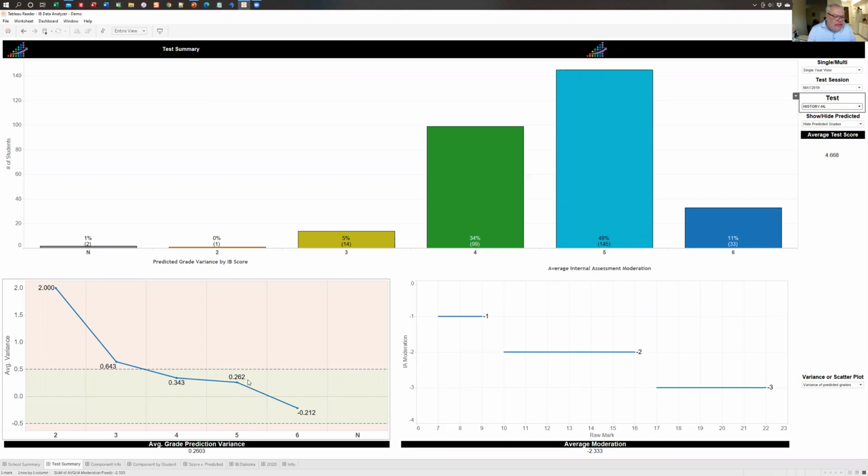So if you see in this subject, you see a history of relatively good predicted grade variance. It's always going to get a little higher down at the bottom because we tend not to want to predict low. But in general, for the most part, they're within plus or minus 0.5. Let's look at another example.